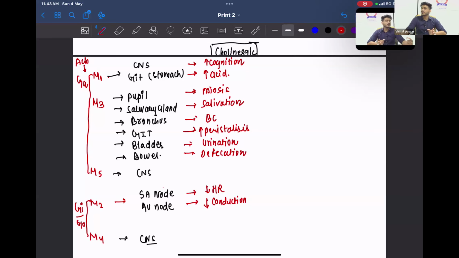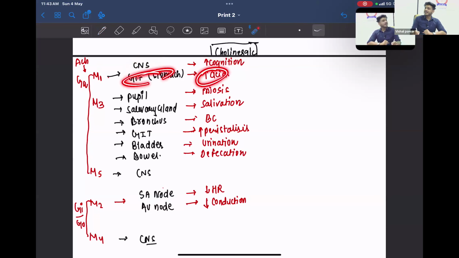You know the receptors, you know everything. What happens to the patient? Look here. First thing, what happens to his CNS? Increase in cognition. What happens to his GIT? Increase in acid. No need to understand this. What happens to the pupil? Miosis.